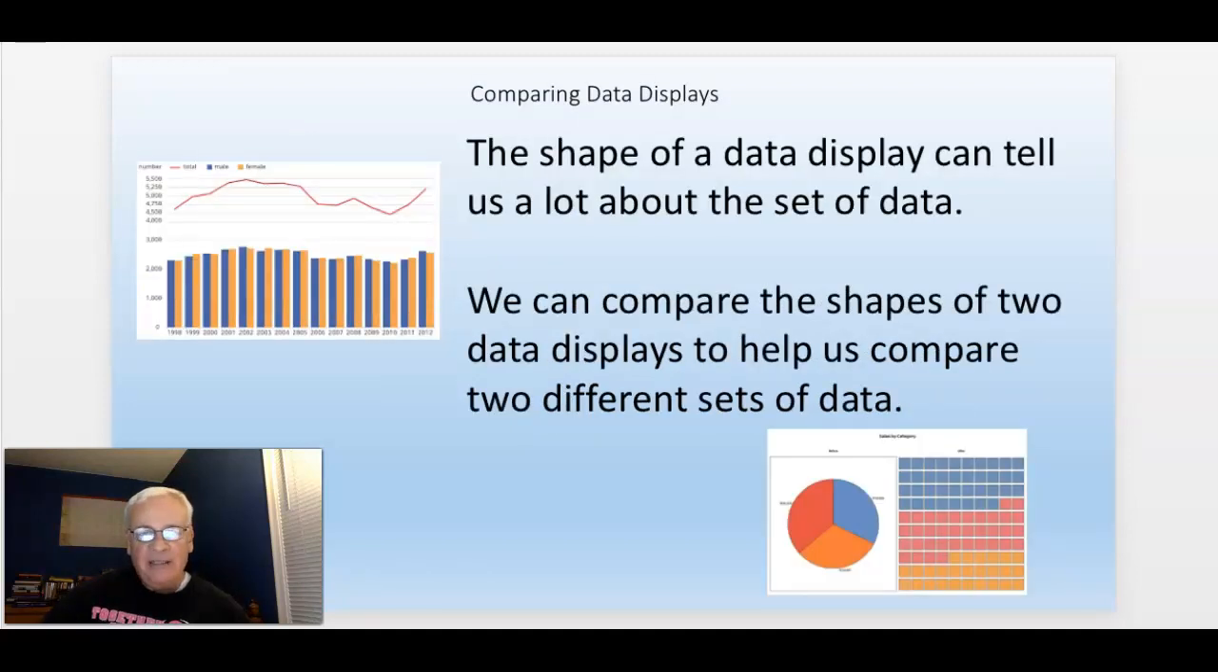Now, the shape of the data display can tell us a lot about that set of data. And then we can compare the shapes of two data displays to help us compare the two different sets of data. Because we're looking at two different sets of data, just a bunch of numbers. We want to compare those two sets.